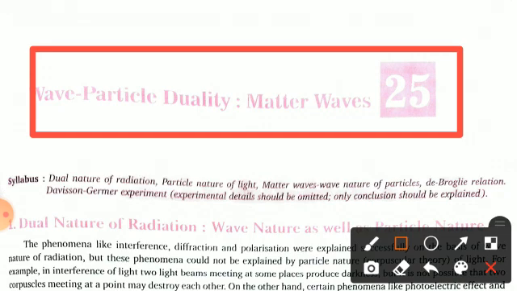I am going to present you chapter number 25, which is wave particle duality and matter waves. This is the chapter. So before we start, let's have a look at what we have to study in this chapter.